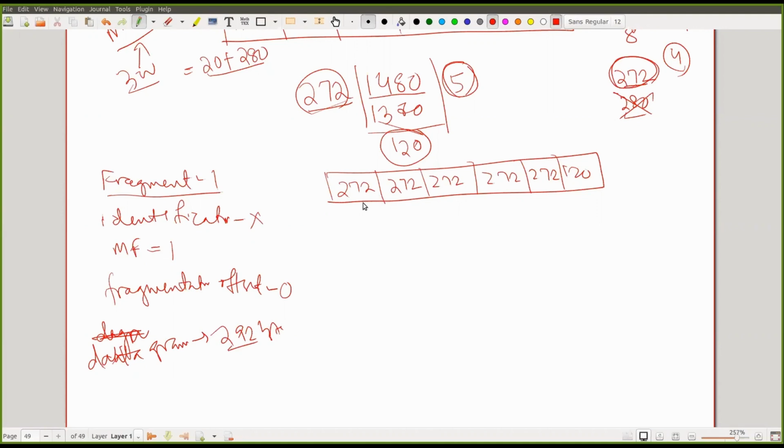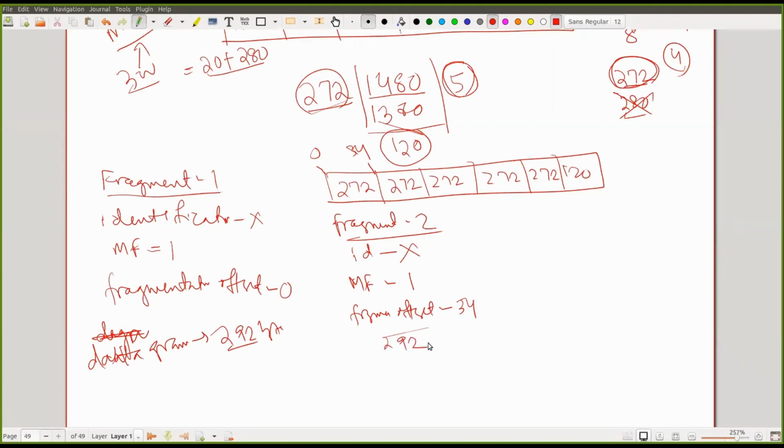Now the offset is 0. Now go to the second fragment, fragment 2. The actual value is 272, but we cannot put the actual one because of the restriction of 13 bits. So we have to divide it by 8. That is 34, so my second offset is 34. That's why the fragmentation offset is 34. Very similarly, the datagram size is 292 again.